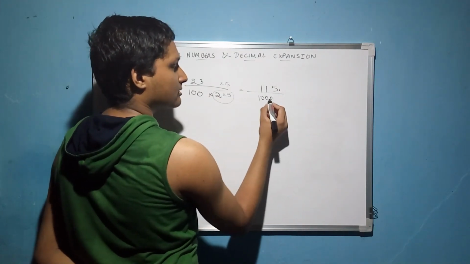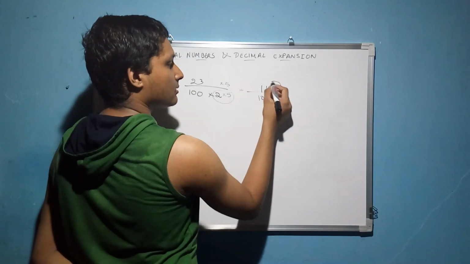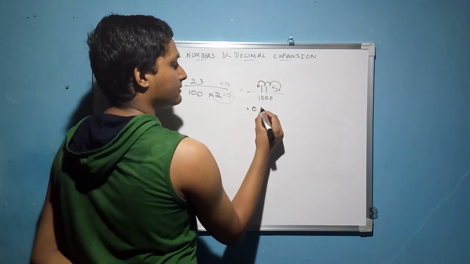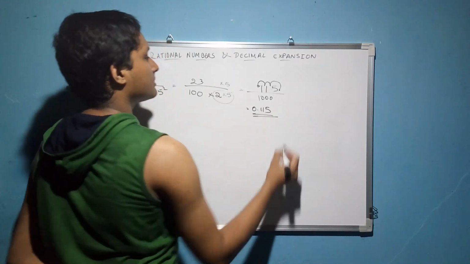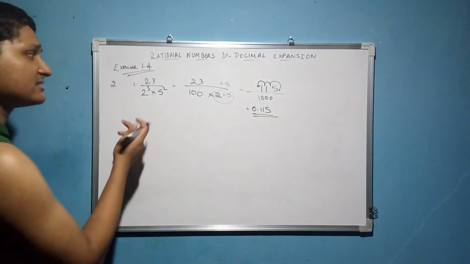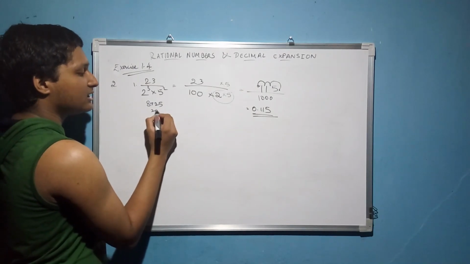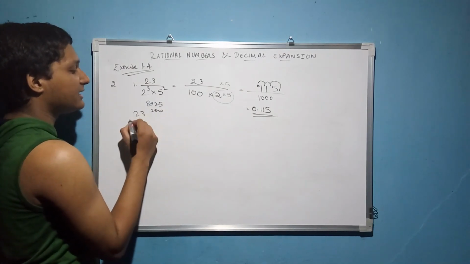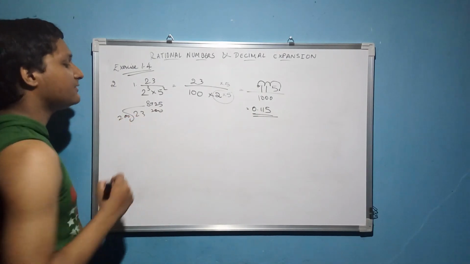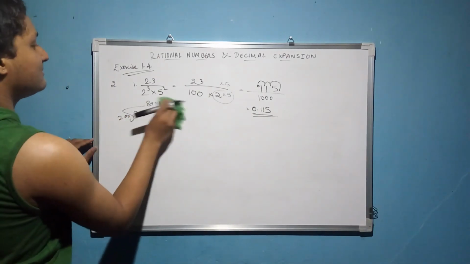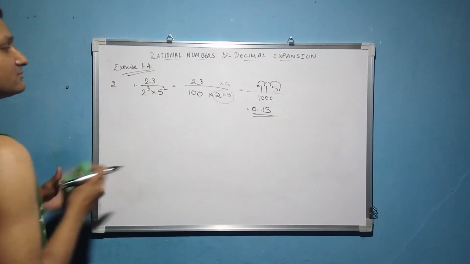The point was here. We should go 3 places left. 1, 2, 3. This comes to be 0.115. Rather than simply dividing this, maybe this comes to be 8 into 25, that is 23 divided by 200. This takes a very long time, and just going on dividing makes us feel bored. That math is not nice.